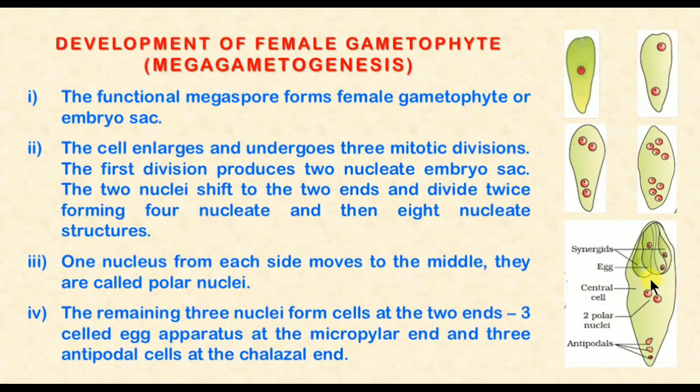So here in this figure you can see that 3 cells are present towards the micropylar end. It is called the egg apparatus. In it, the egg is present in the center and 2 synergids are present. Towards the chalazal end, there are 3 cells called antipodal cells, and in the center there are 2 polar nuclei.